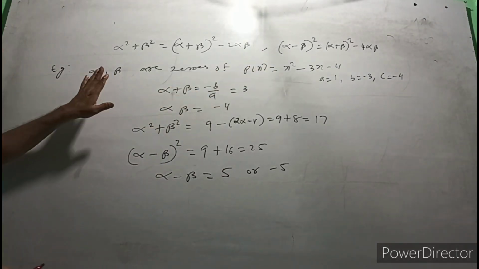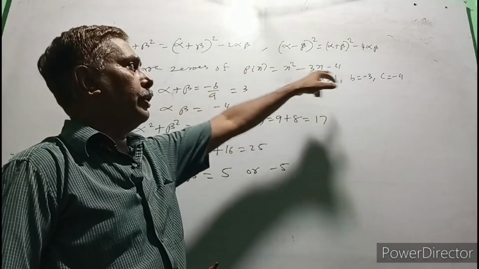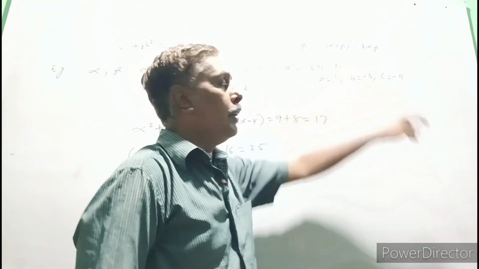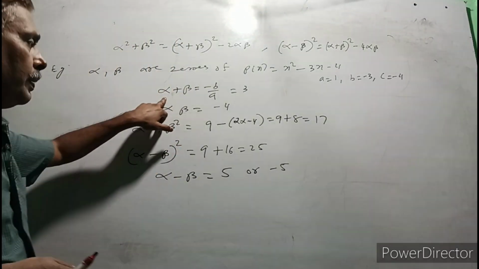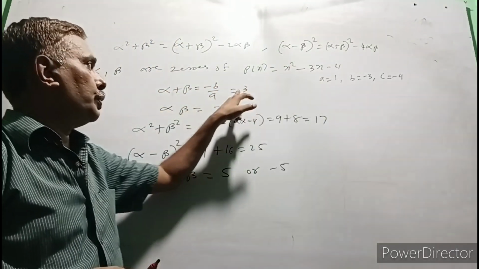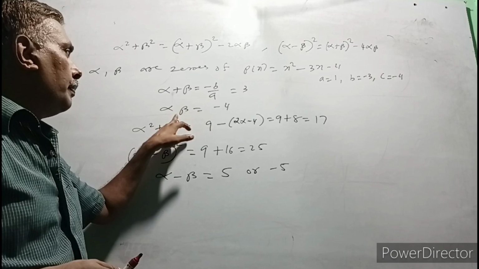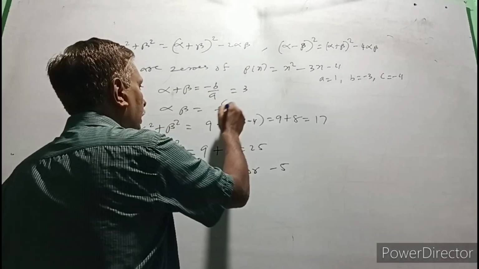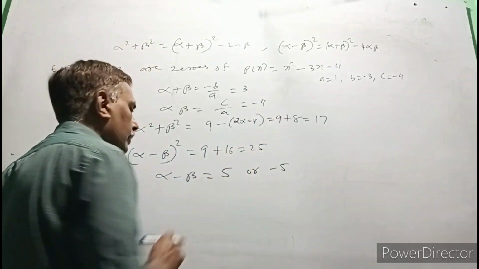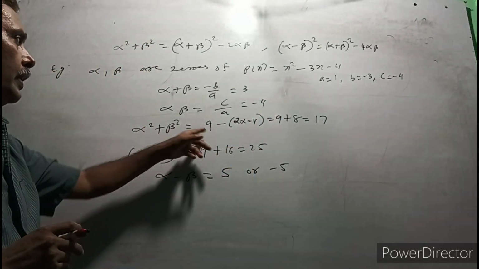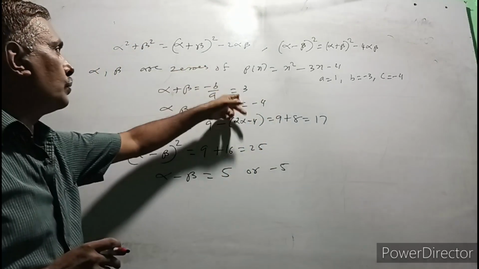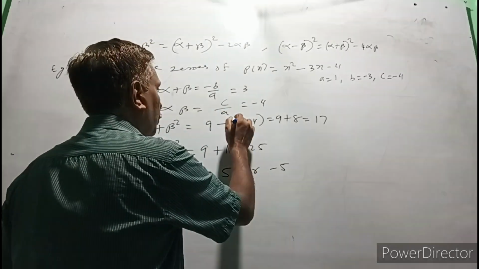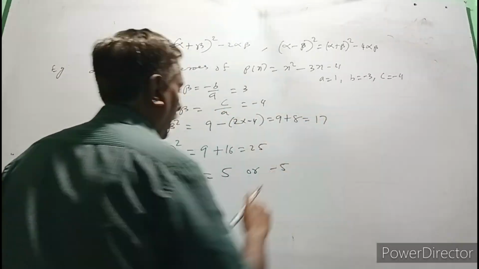One example I wrote here: if alpha and beta are zeros of p of x equal to x square minus 3x minus 4, a is 1, b is minus 3, c is minus 4. So you may see that alpha plus beta is equal to minus b by a, substitute it will come 3. Similarly, alpha beta is equal to c by a, it will come minus 4. So alpha square plus beta square, if I am putting in this formula, 3 square is 9 minus 2 into minus 4, that is 9 plus 8, 17.